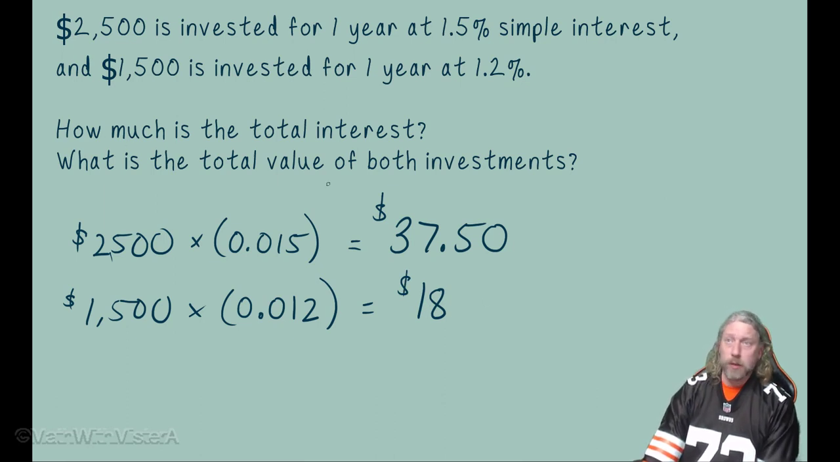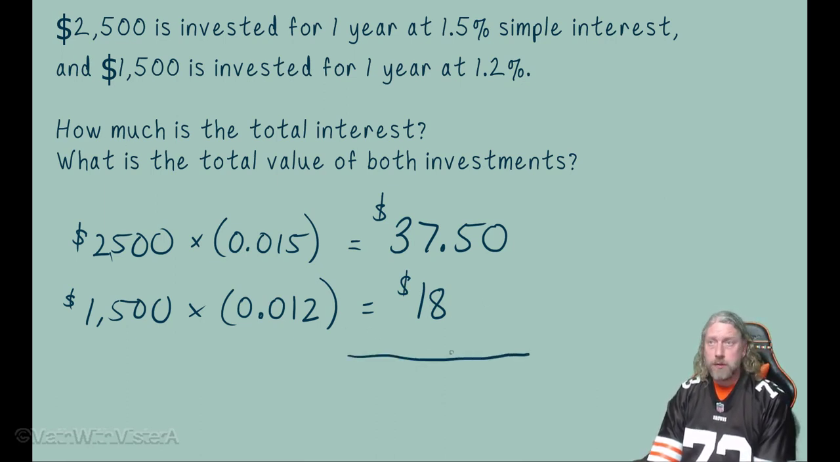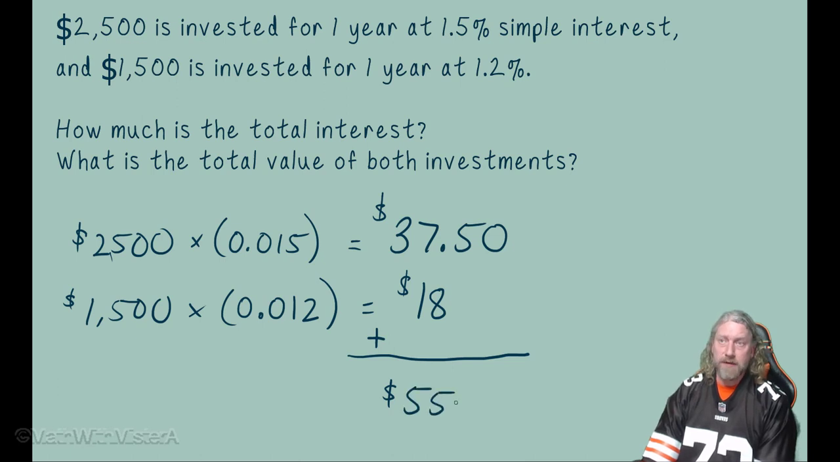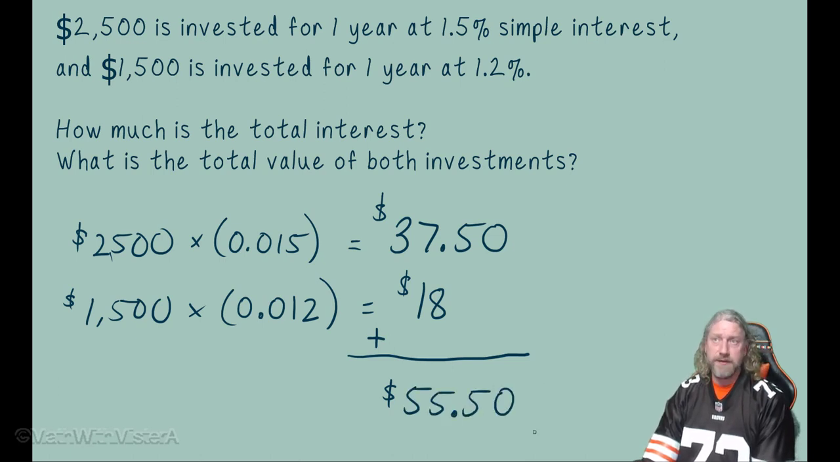So to find the total interest, we will just need to total up, sum, add together the different interests from the two different accounts. $37.50 from the first, $18 from the second. Looks like that's going to give us a total of $55.50 for the total interest.